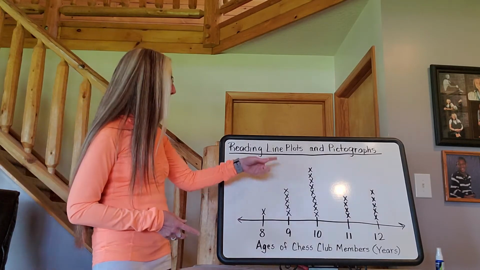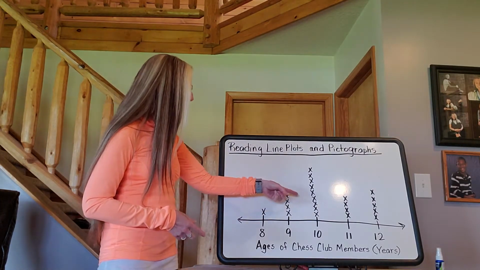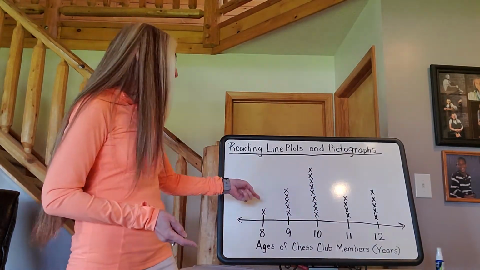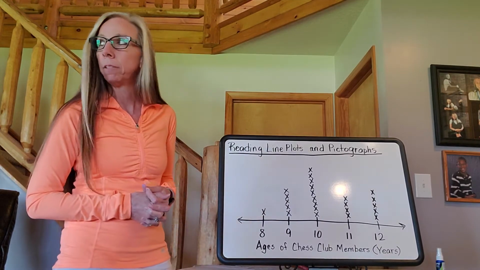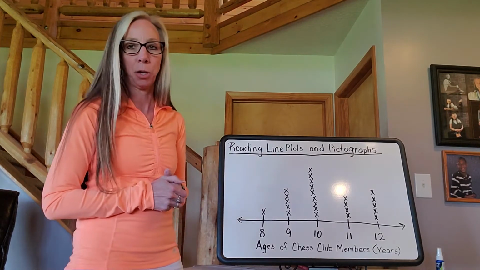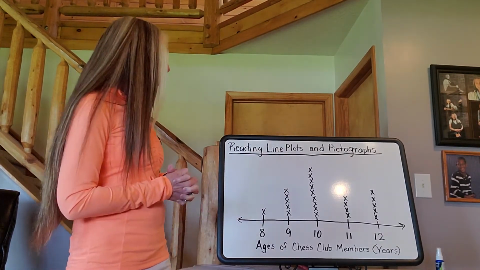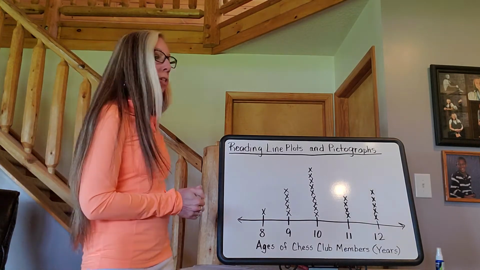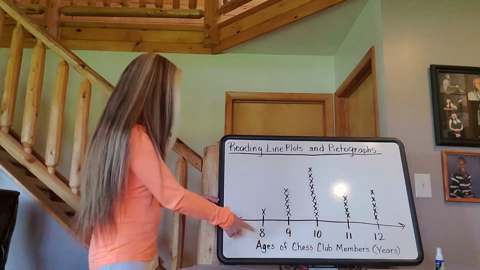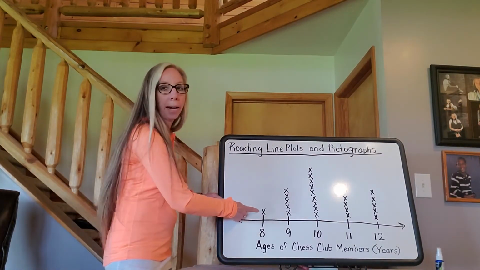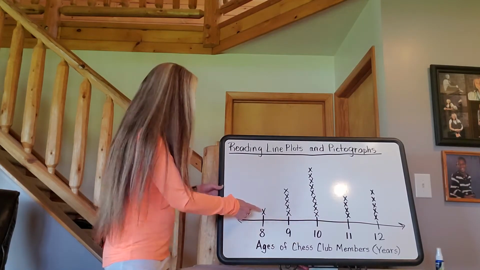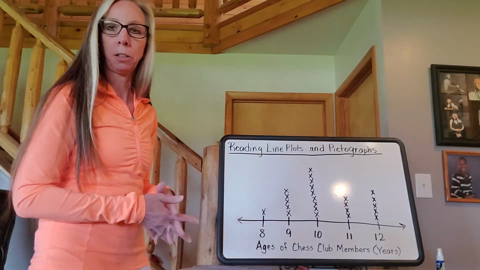Now, looking at the line plot, you'll see there are these little x's. Do you see the x's here? Those x's represent people. Every x is a person. So that's super, super important to remember. Every x represents a person on this line plot. So, for example, one of the questions could be, how many 8-year-olds were in the chess club? Well, you would go to the 8 for 8-year-olds and you would count how many x's were above the 8. In this case, there are how many? 1. So there is 1 8-year-old in this particular chess club.